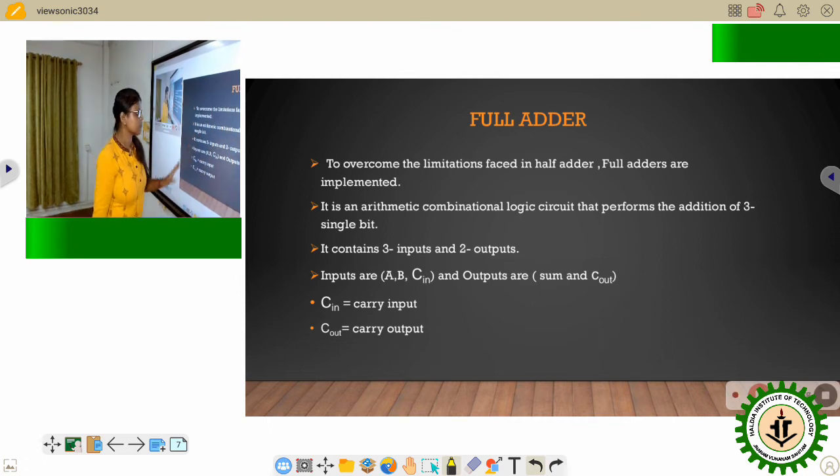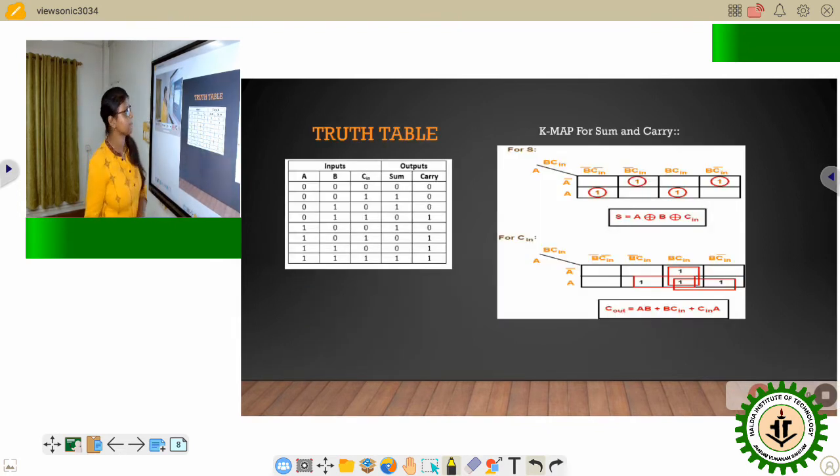A full adder has 3 inputs. In the case of a half adder we had 2 inputs, but in the case of a full adder we have 3 inputs and 2 outputs. Inputs are A, B and C in, that is carry input, and outputs are sum and C out, meaning carry output. So this is the truth table of a full adder.